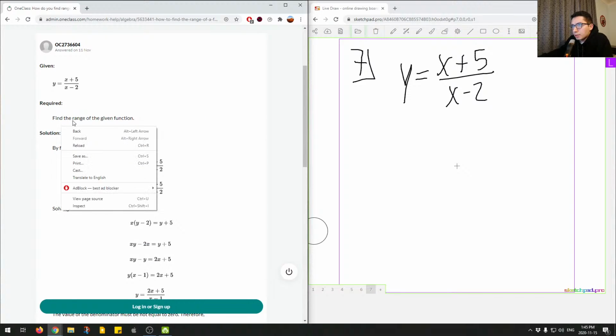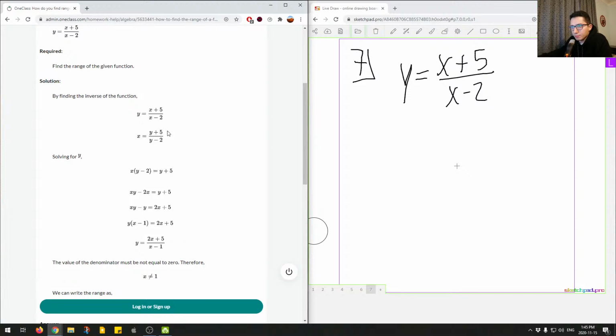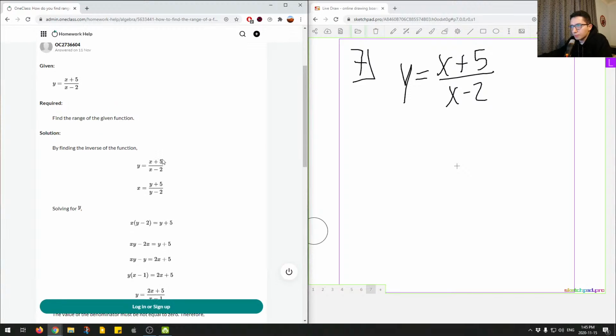As we said before, what you do here is you flip the x's and y's. So wherever there's an x, you put a y, and wherever there's a y, you put an x. And then after you've done this step, you solve for y. So this is what they've done over here, and they end up with the solution. So let's go through this. We'll switch this up, so we'll have x on the left, and then y plus 5 divided by y minus 2. So we'll multiply both sides by y minus 2.